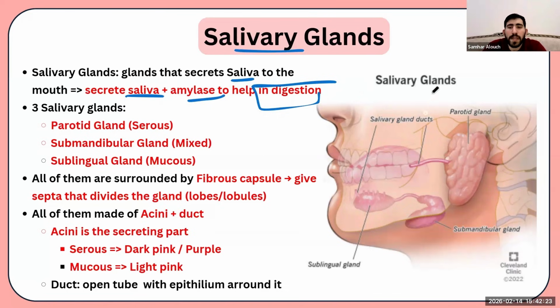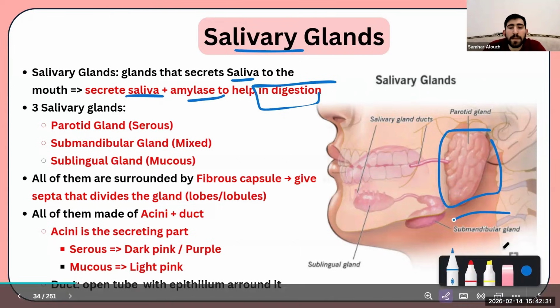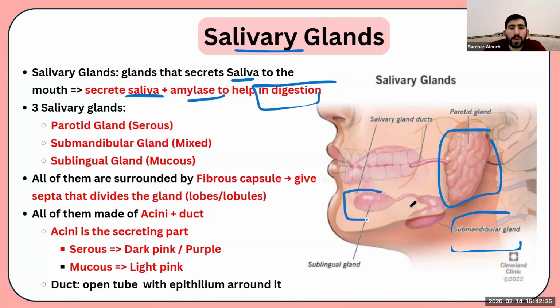Now we have three salivary glands. First is the parotid gland. It's the largest and it's here in the side of the jaw. Then we have the submandibular. From the name, it's under the mandible. And finally, we have the sublingual, which is under the tongue. The parotid gland is only serous. So you will see it as dark pink or purple.